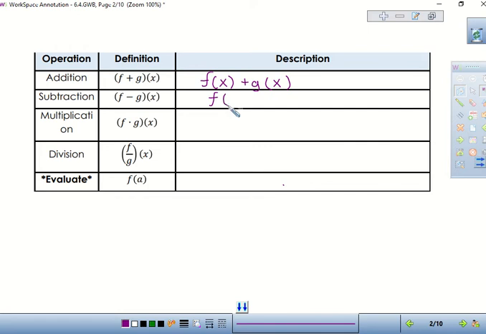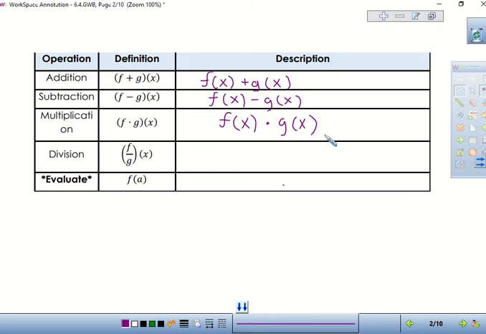And of course, subtraction is going to be a similar scenario. You're going to have f of x minus g of x. Just be mindful of doing that because you have to make sure you distribute that negative. And next we have multiplication. That's just going to be where you multiply the f of x function times the g of x function.